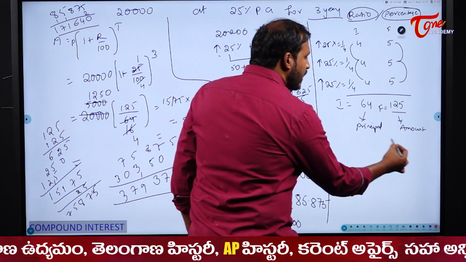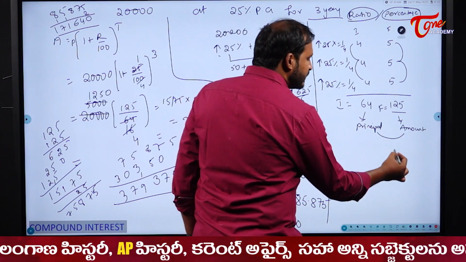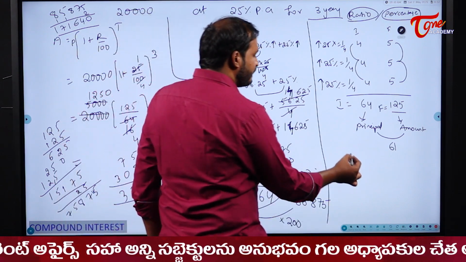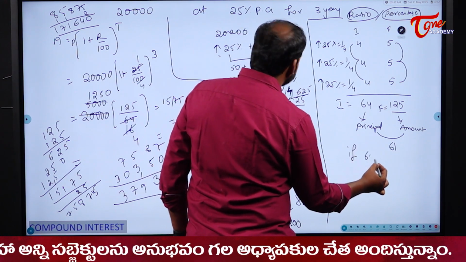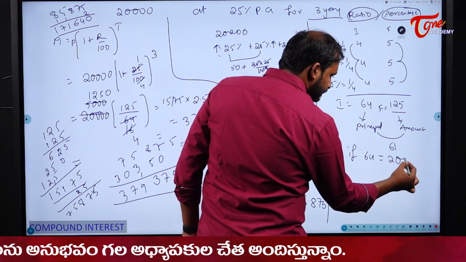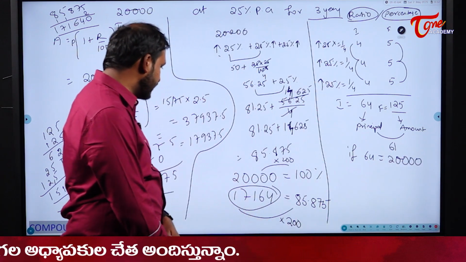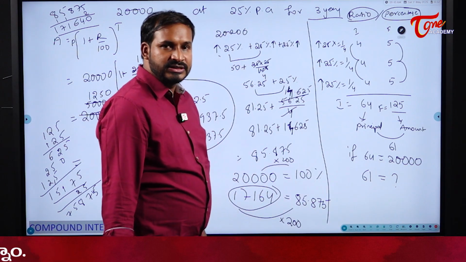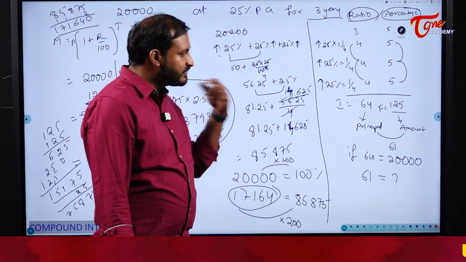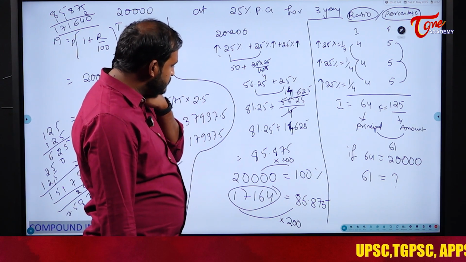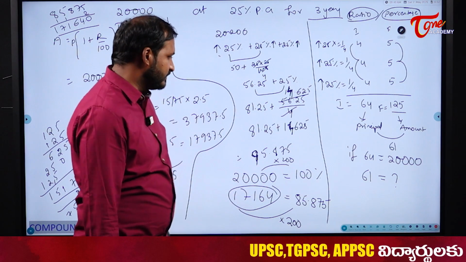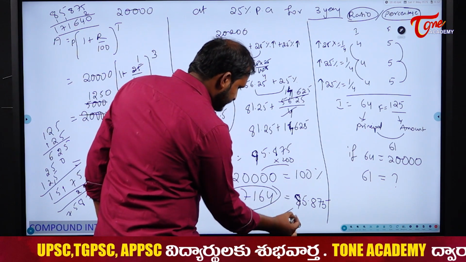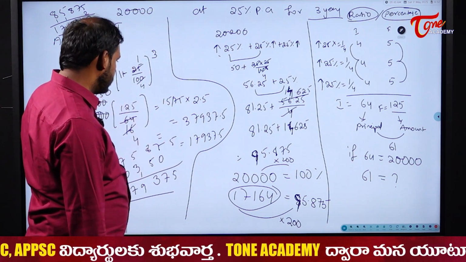How will you get the interest? Amount minus principal. What is the difference between these two parts, students, here? 61 parts. The difference between these is 61 parts. And if the initial value, that is 64 parts, is equal to 20,000, what about 61 parts? That is the question. Please find it, students, what you will get here. Here this is the mistake we have made. Again and again we are making the same mistake. This is 19, 95 point something.